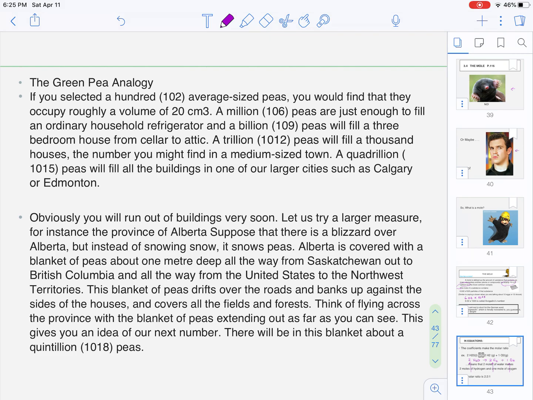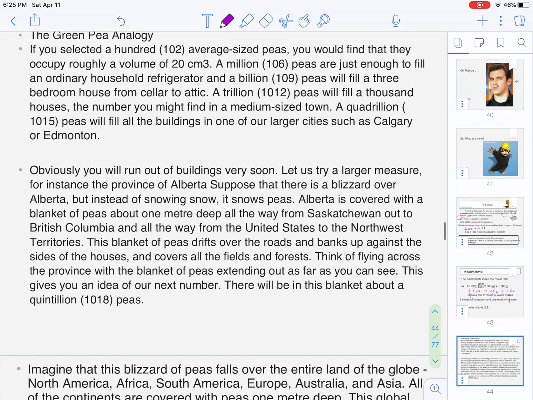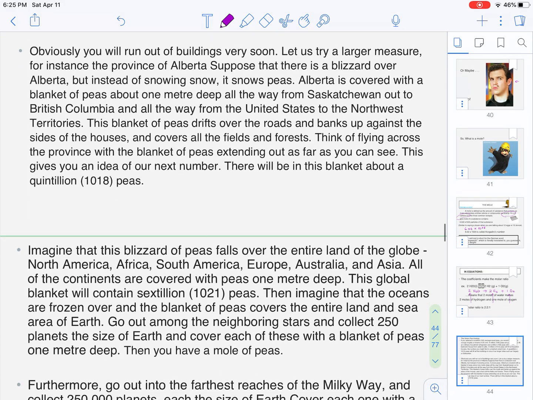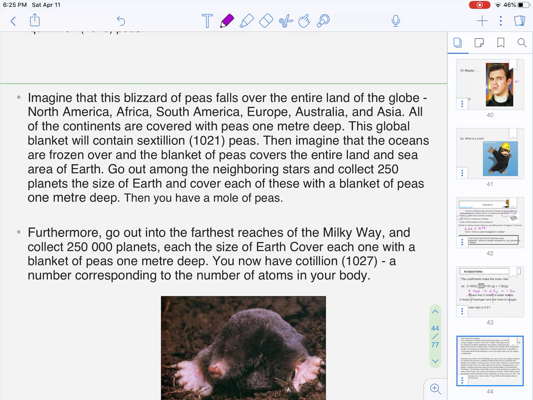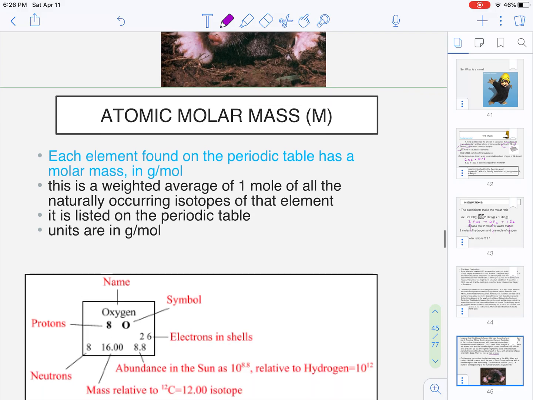Moles are so tiny. We know a dozen is 12, but moles, if you watch the little video that was in the clip in the beginning of this PowerPoint, or if you read through the green pea analogy, thinking of green peas, you guys can read through this, but basically to imagine how many that mole is, you can think about taking 250 planets the size of Earth, covering them with a blanket of peas a meter deep, and that would be how many a mole is. So it's a very, very, very large number.